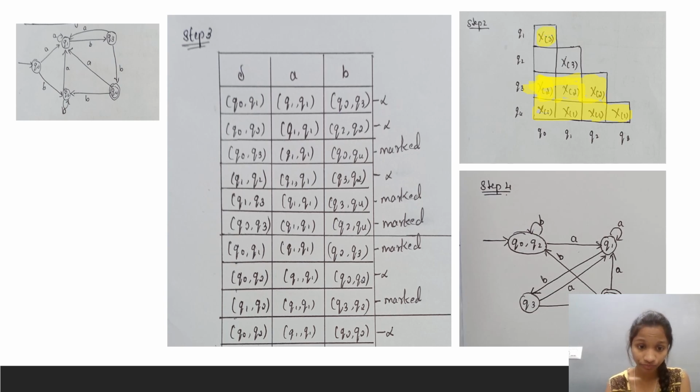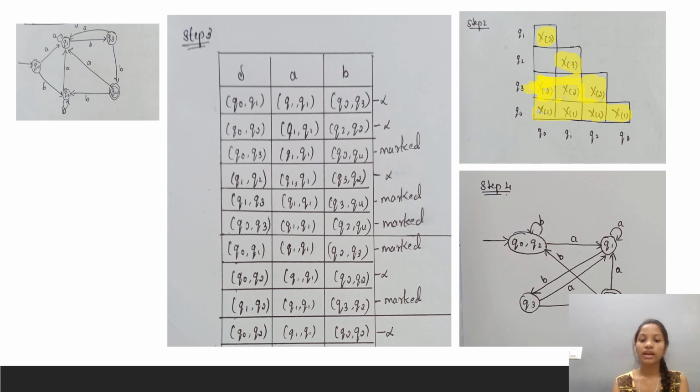Next again Q0 comma Q2, Q1 comma Q1 upon A, and upon B Q2 comma Q2. So this state does not exist in the table, so it will not be marked. And again Q1 comma Q2 upon A will go for Q1 comma Q1, upon B it will go for Q2 comma Q3, sorry Q3 comma Q2. We have to check whether Q3 comma Q2 is marked. Q2 comma Q3 is marked in the second stage, so we are going to mark Q1 comma Q2, this box in the third stage.